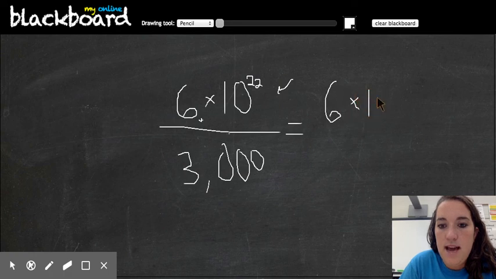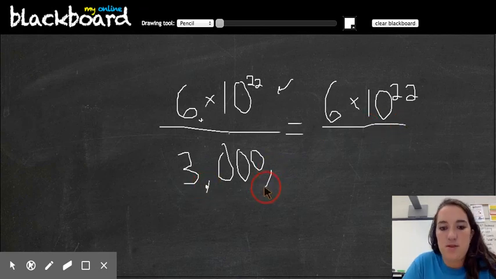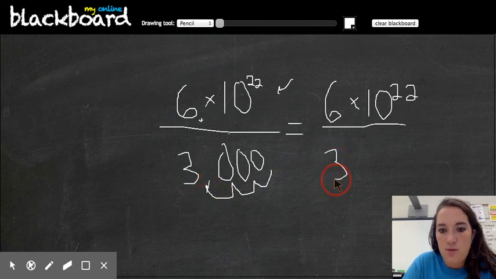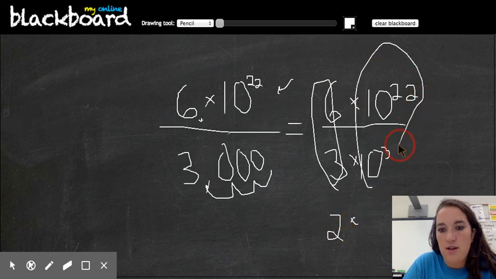So 6 times 10 to the 22nd power divided by 3. How many times do I have to move that decimal to get it to a number between 1 and 9? 3 times. So it'll be 3 times 10 to the 3rd. Now you're doing division, so you can divide your first numbers, 2, and then you just subtract your exponents. 2 times 10 to the 19th power.